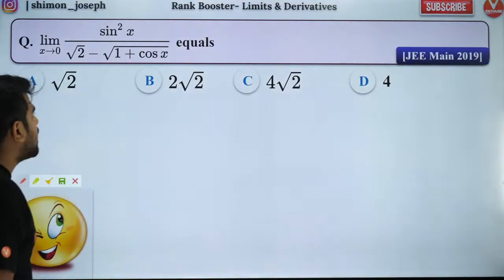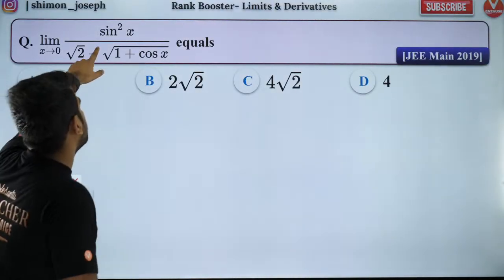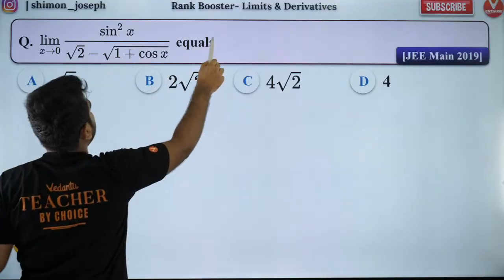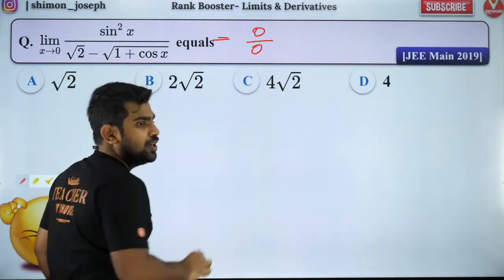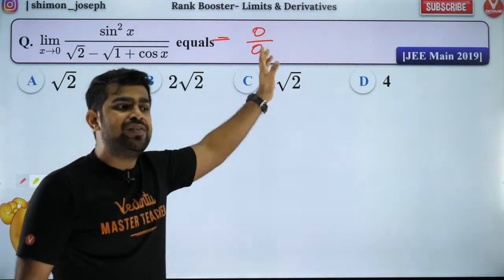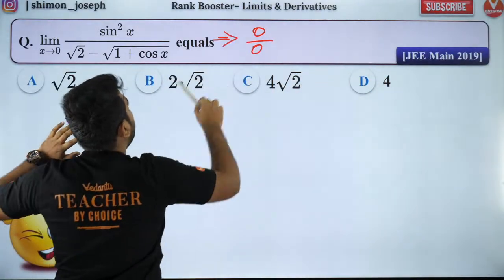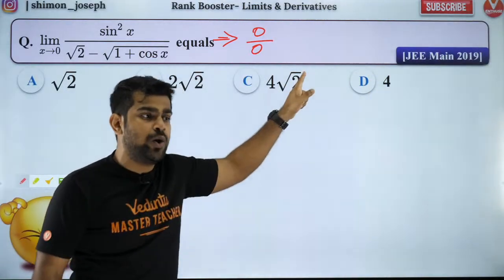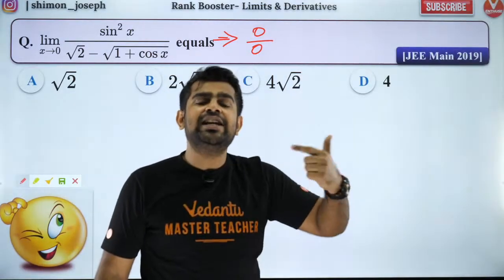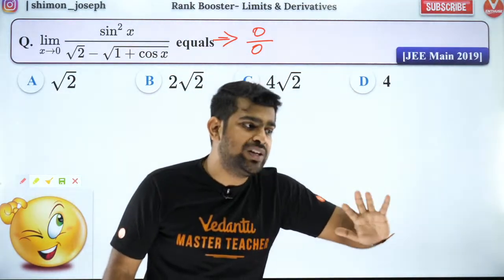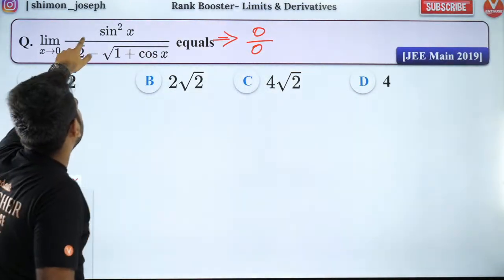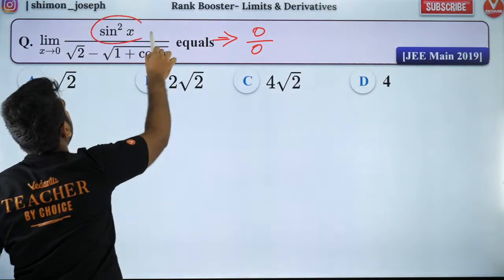Saumit, awesome. So I will solve it by L'Hospital. If I directly substitute, I will get 0 by 0. Are you all clear with that? Everybody? Now if I encounter 0 by 0, can I use L'Hospital? Absolutely, I can use L'Hospital. So L'Hospital says what? Derivative of the numerator.